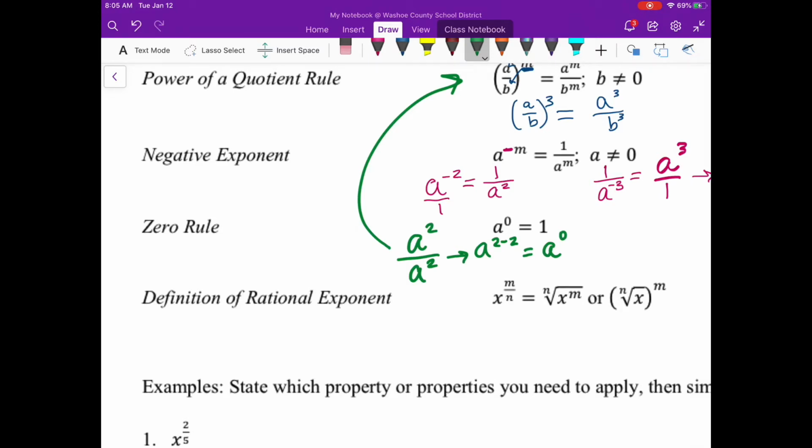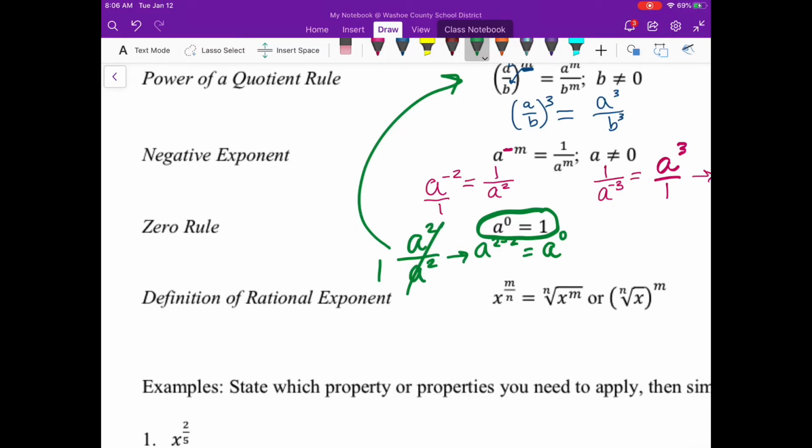If you think of it as just dividing, a squared divided by a squared, it just cancels out and gives me 1. That's why it works. That's why anything to the 0 power gives me 1, because essentially it's the same term in the numerator and the denominator, so it's going to cancel out to just give me 1. So anytime you see that 0 exponent, automatically turn that term into a 1.